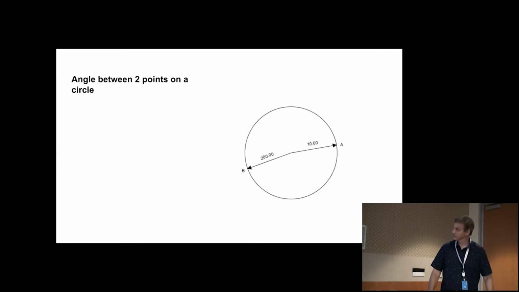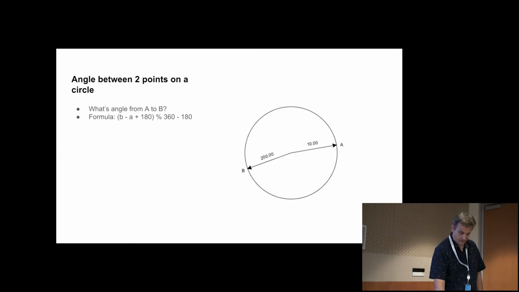So let's say we are in a circle, and we have 2 points on this circle, A and B. A is at 10 degrees, measured from this point here, I guess, the one that is to the right of the center of the circle. And B is at, let's say, 200 degrees. And we want to calculate the angle that we have to rotate to get from A to B.